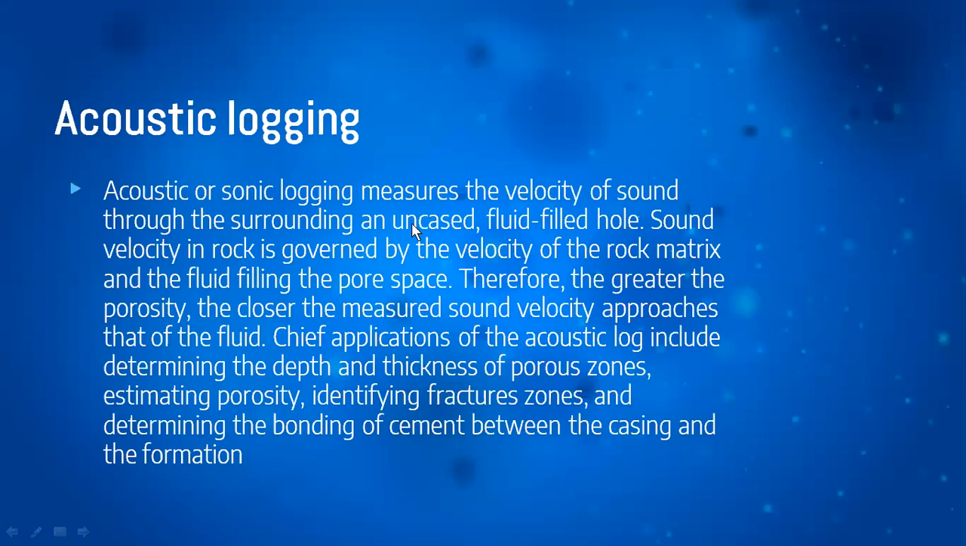Next one is acoustic logging. Acoustic or sonic logging measures the velocity of sound through the surrounding uncased fluid-filled hole. Sound velocity in a rock is governed by the velocity of the rock matrix and the fluid filling the pore space. Therefore, the greater the porosity, the closer the measured sound velocity approaches that of the fluid. Chief applications of this acoustic log include determining the depth and thickness of porous zones, estimating the porosity, identifying fractures, and determining the bonding cement between the casing and the formation.